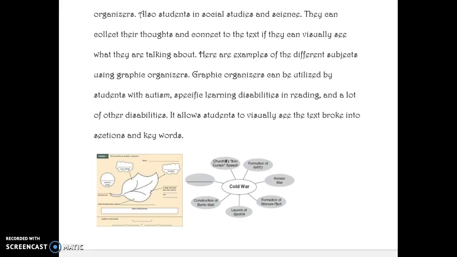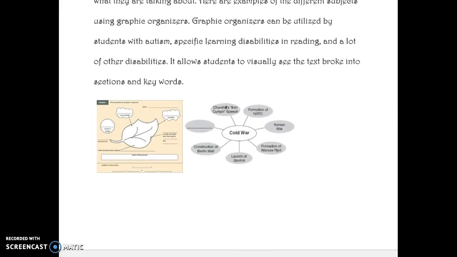So even if you are in social studies and you're working on something that students don't really understand, you could break it down into different sections and look over each section. For example, on this one, the Cold War, they broke it into different parts of the Cold War and different things that went on during the time. So you can have the students look at it that way so they can better understand the text.